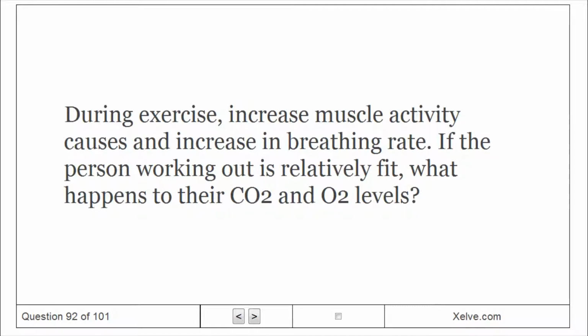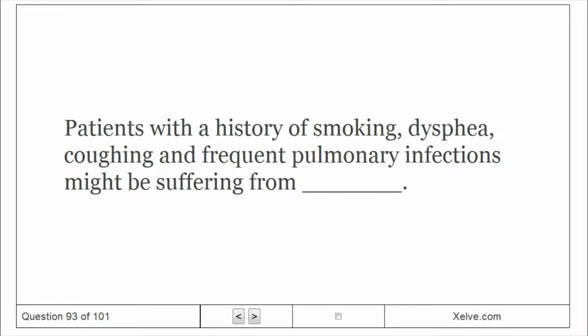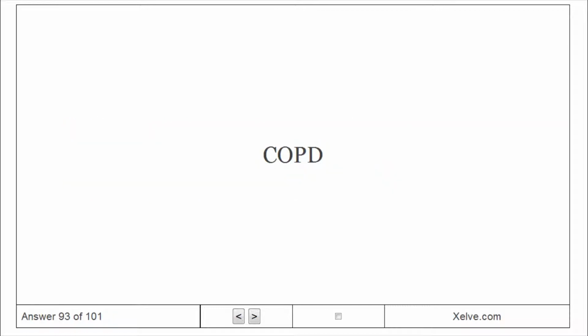During exercise, increased muscle activity causes an increase in breathing rate. If the person working out is relatively fit, what happens to their CO2 and O2 levels? Their levels stay fairly the same with ever so slight fluctuations. Patients with a history of smoking, dyspnea, coughing and frequent pulmonary infections might be suffering from COPD.